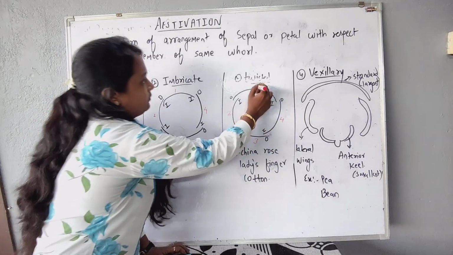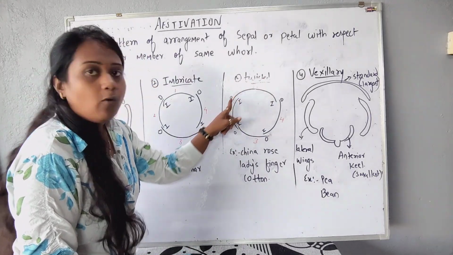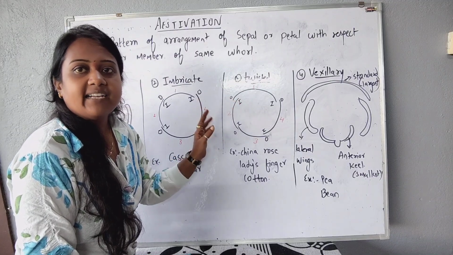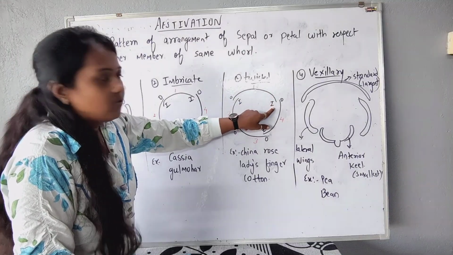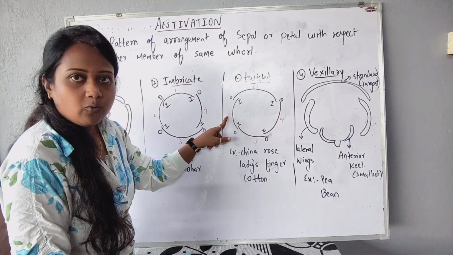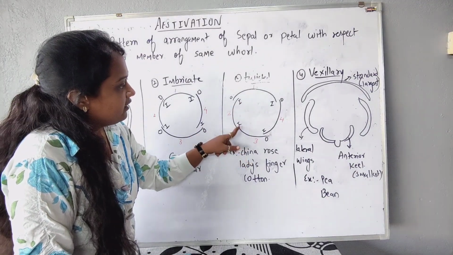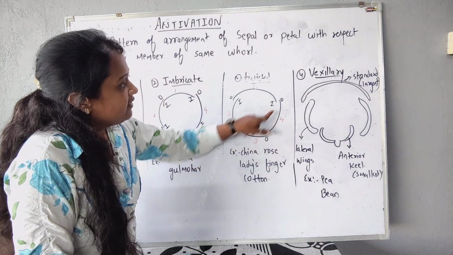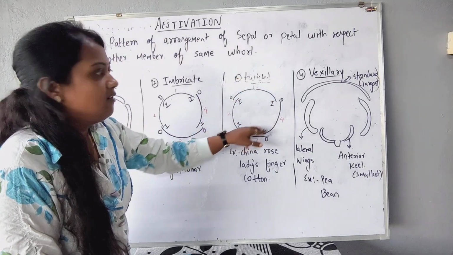Now look, the 4 members, you will see they are being overlapped. Yes, the margins are overlapped but in a fixed direction, in a fixed pattern. See, number 1: right margin is on the inner side and left is on the outer. Look at number 2: right inner, left outer. Third, right inner, left outer. Fourth, right inner and left outer. Fixed pattern.